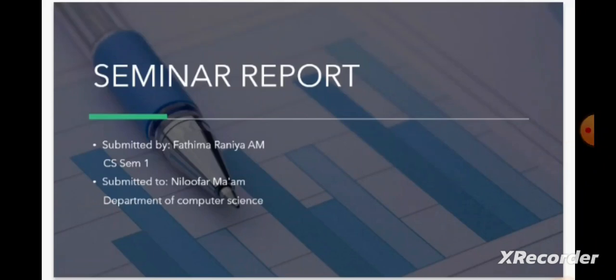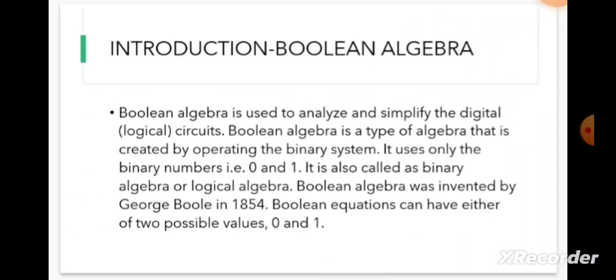So my topic is about the postulates and laws of Boolean algebra. Before starting about the postulates and laws, let's just look at what Boolean algebra is. Boolean algebra is used to analyze and simplify digital circuits, and it uses the binary system, which means that it can only use the binary numbers, that is 0 and 1. And Boolean algebra was invented by George Boole in 1854.